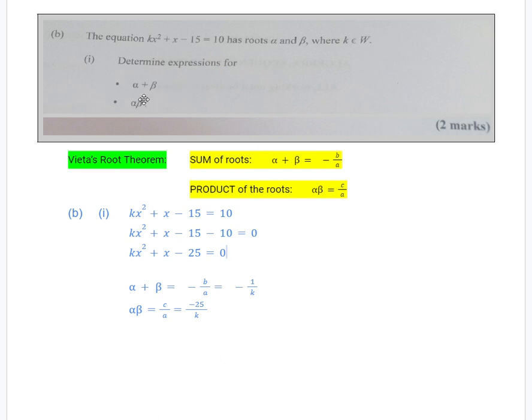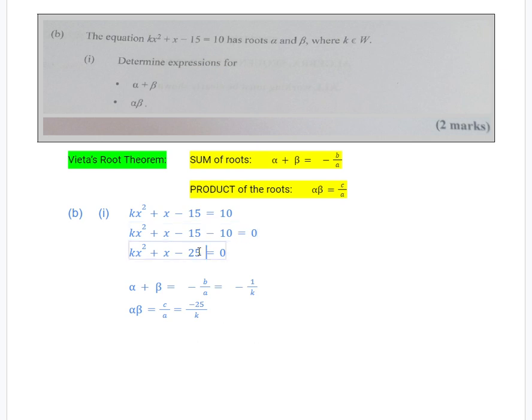Anyway, determine expressions for alpha plus beta and alpha beta. We need to recall Vieta's root theorem, which states the sum of the roots is the same as negative b over a, and the product of the roots is c over a. Right, now the given expression is not really in the form of a quadratic. We have to move the 10 across, make it negative 10, and then simplify this.